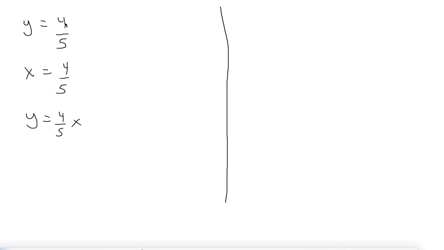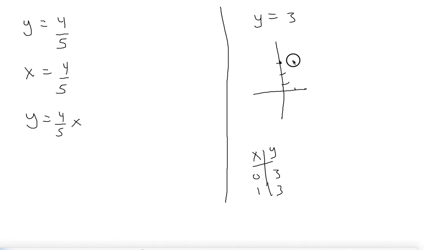I'm not going to use the fraction because I think it just makes it confusing. So what if we have y equals 3, just as a for instance? What that means is that no matter what x is, y is 3. So when x is 0, y is 3. When x is 1, y continues to be 3. No matter what x is, y stays 3. And so what we're going to get is this horizontal line through 3 on the y-axis.